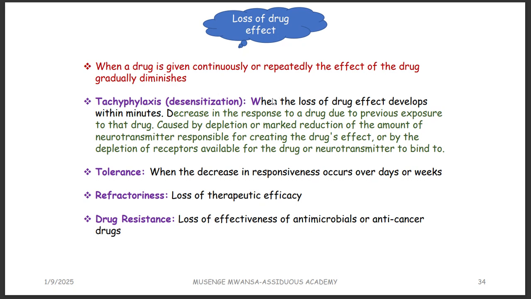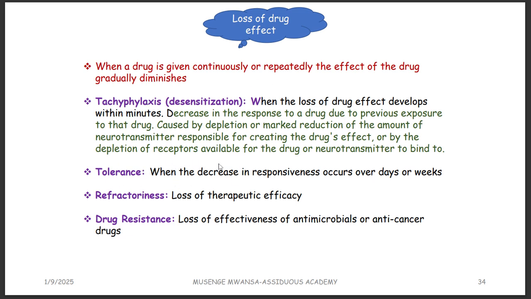So it is a decrease in the response to a drug because of previous exposure to that drug. You were exposed to that drug, and when you give it again, there is a decrease in the response. It's caused by depression or marked reduction in the amount of neurotransmitter responsible for creating the drug's effect. When you give a drug, it is going to cause the production of the hormone. That hormone or neurotransmitter is now going to do the function. But then you don't have the hormone. There is a depression of the hormone that's supposed to show an action. So that leads to desensitization or tachyphylaxis within minutes.